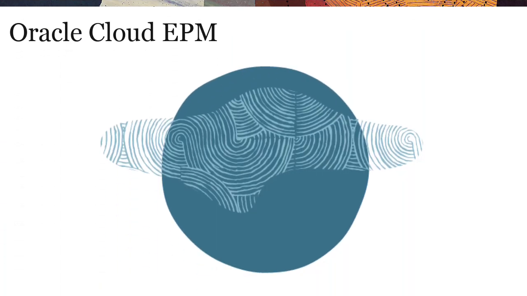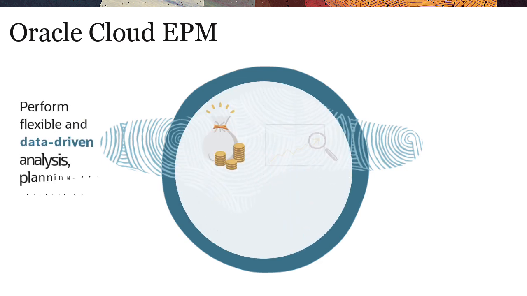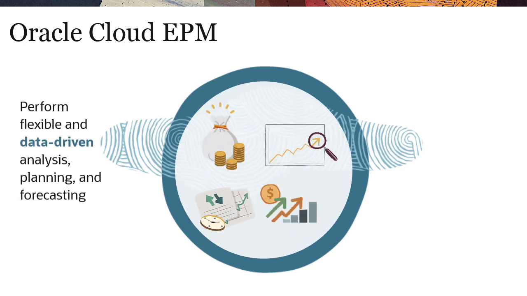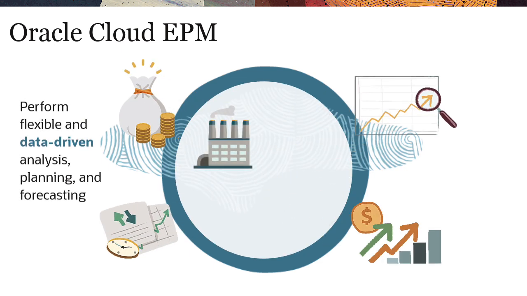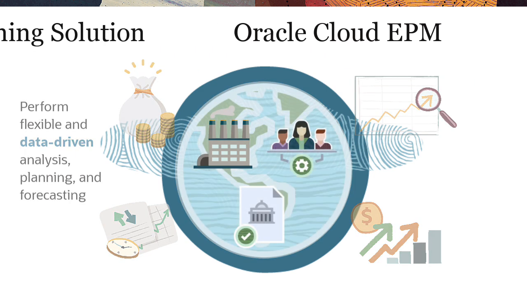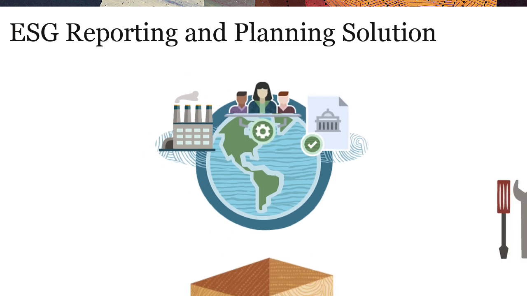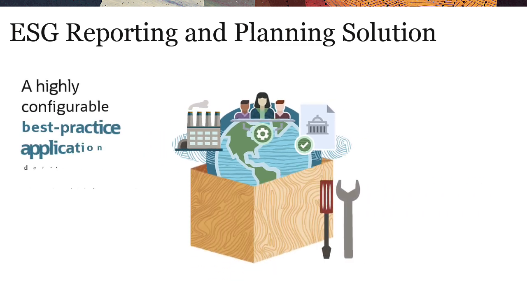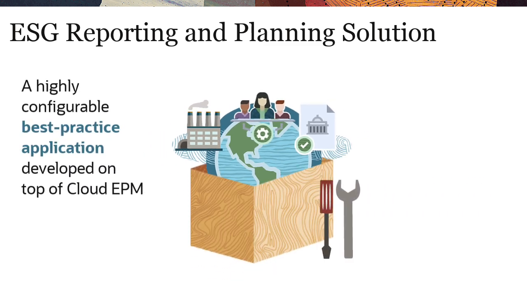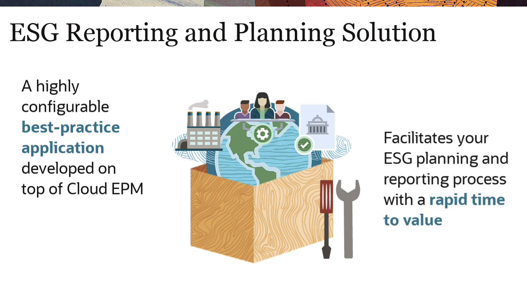With Oracle Cloud EPM, you can perform flexible and data-driven analysis, planning, and forecasting of the environmental, social, and governance, or ESG, positions for your organization. The ESG reporting and planning solution is a highly configurable best practice application developed on top of Cloud EPM to help facilitate your ESG planning and reporting process with a rapid time to value.